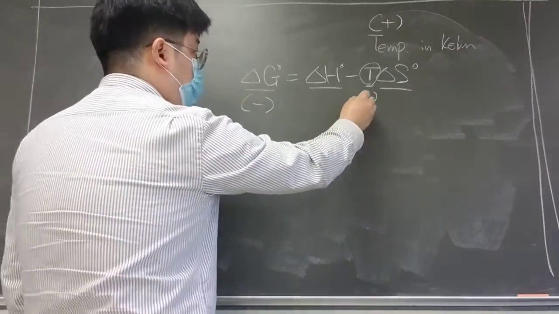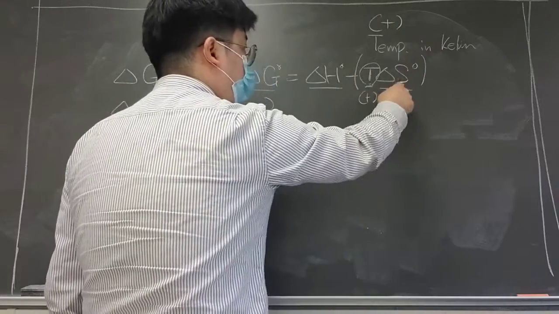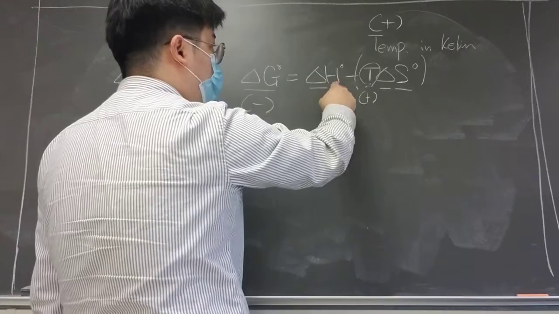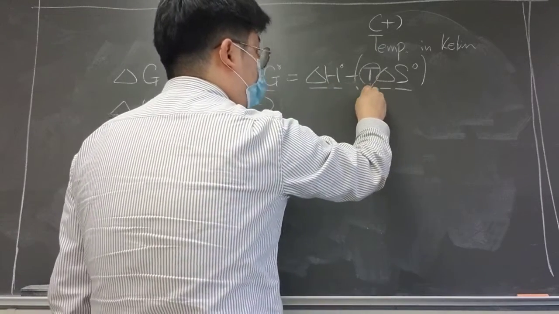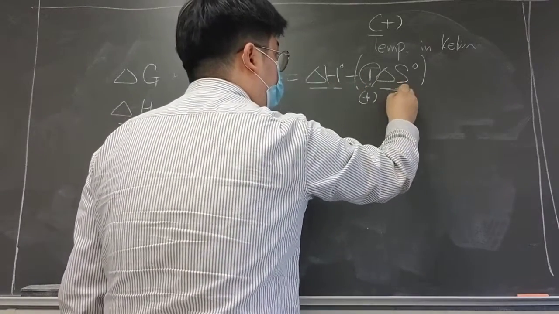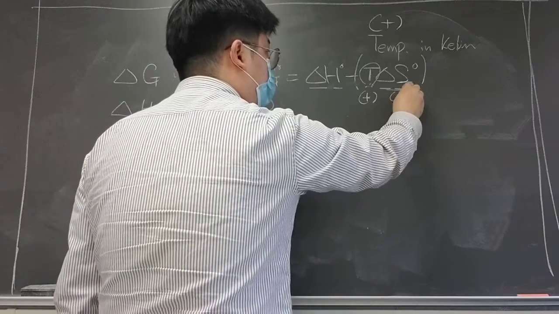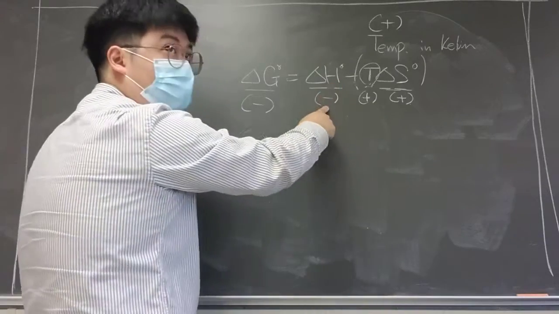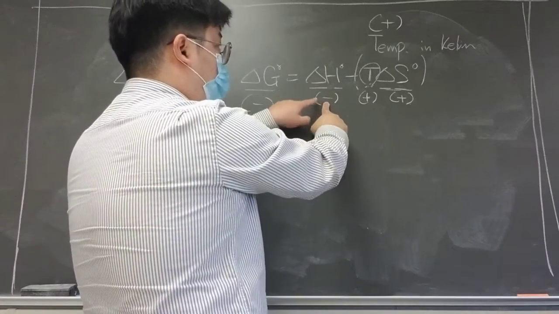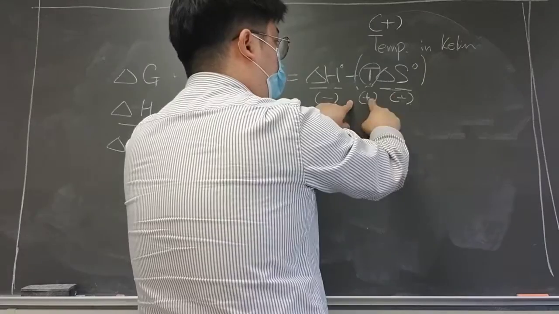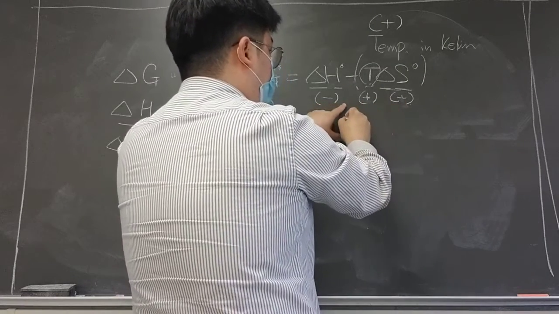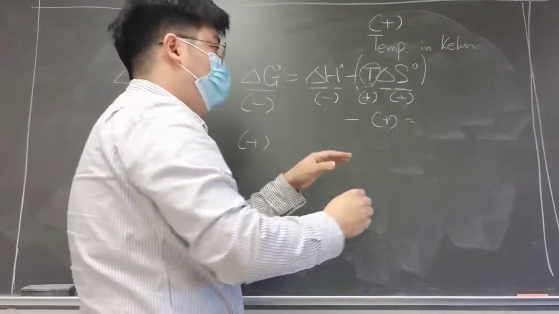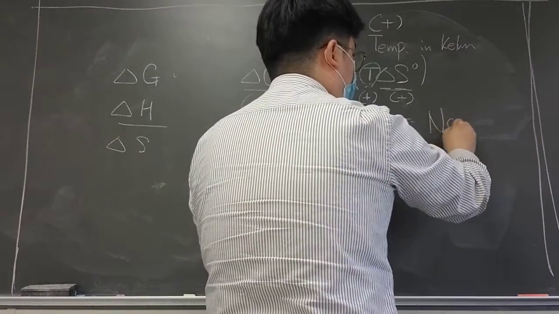And here's something you can do about it. If T is positive, the product of T and the entropy change is subtracted from the enthalpy change. So if your entropy change is positive and your enthalpy change is negative, this will be a negative number minus the product of positive numbers, which is also minus a positive. So a negative number minus a positive number will always be negative.